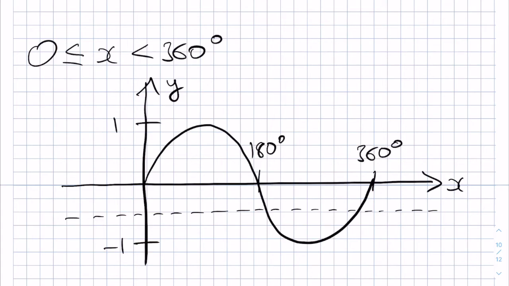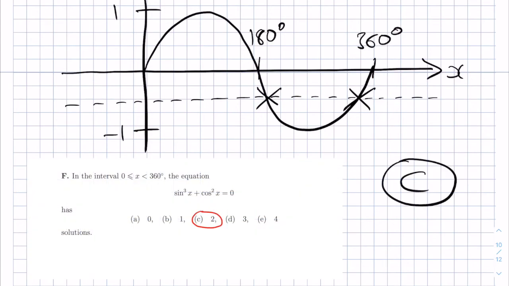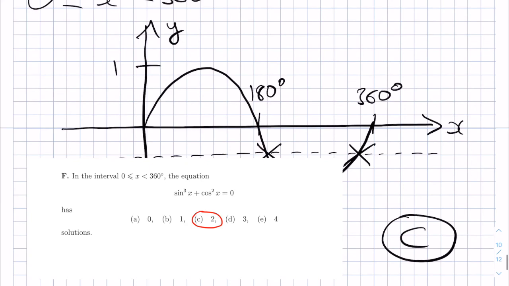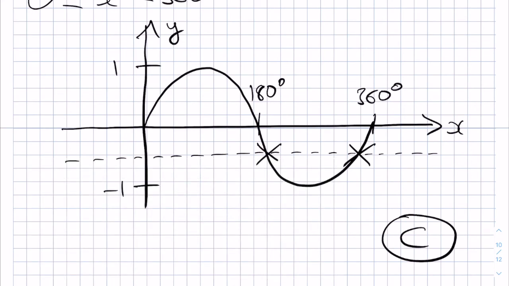Therefore, we can use this graph to find out how many roots lie inside this range. We see that there are exactly 2 roots in this range, and therefore the answer is C. If our range was slightly different, however, then we may have gotten a different answer. For example, if there were no range, then there would be infinitely many roots for x, because sine of x would extend off to infinity in both directions, and would hit this negative line in infinitely many places.